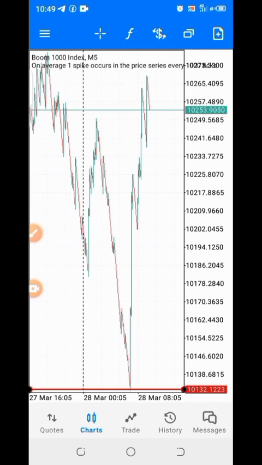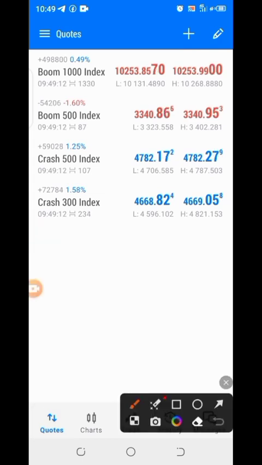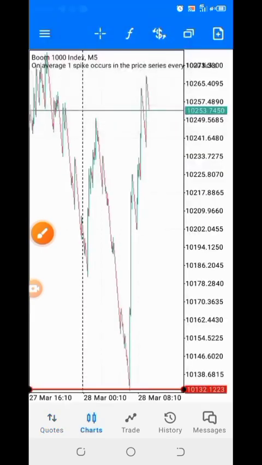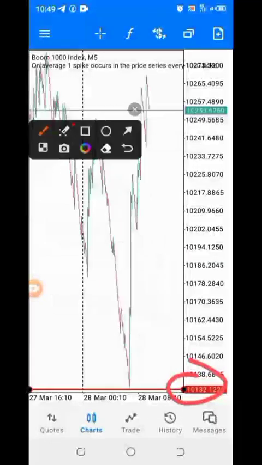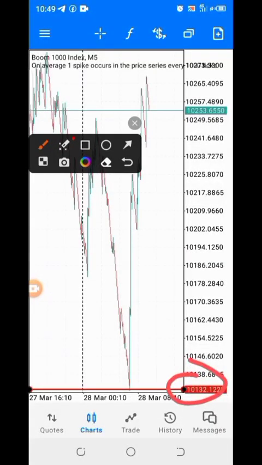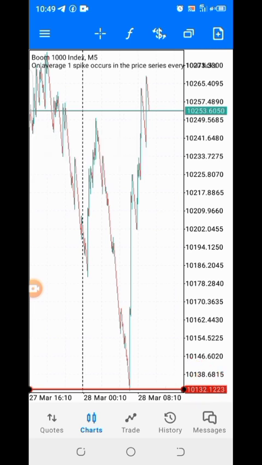Okay. And then if you come back to quotes here, you can also check. If you look at it, this is low and this is high. So the low for the day, for instance, is 10131. So it's still the same. If I return back here, it's 10131. Now if you look at it, it's 10132 that I have here as my low for the day. So it's still the same, either 10131, 10132, 10133. It's all within the same axis. So that's my low for the day.